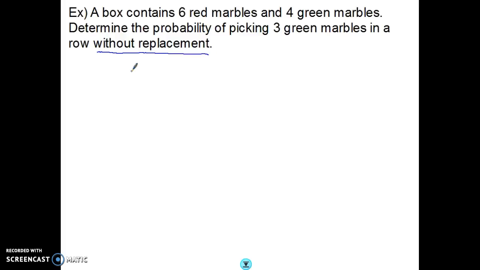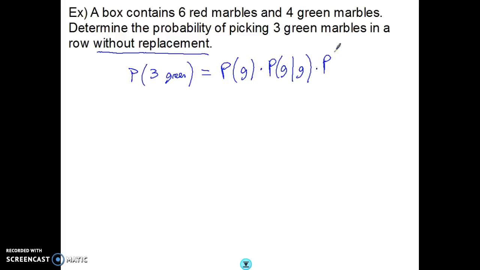So if we break this down, the formula is going to look a little funny. The probability of getting 3 greens is going to be the probability of getting a green, times the probability of getting a green if I've already gotten a green, times the probability of getting a green if I've already gotten 2 greens. Don't worry too much about this notation. If you can make sense of the algebra behind it, that's much more important.